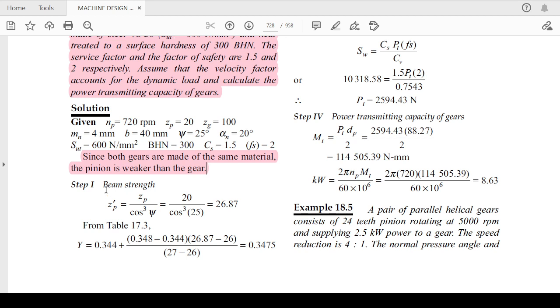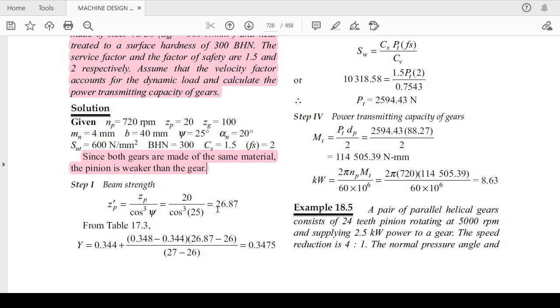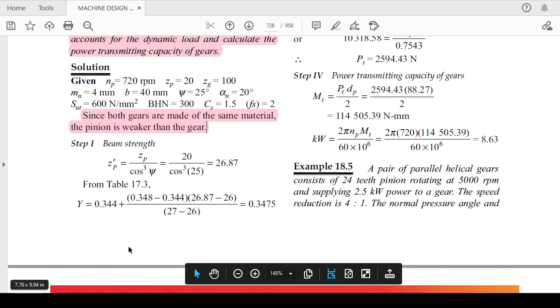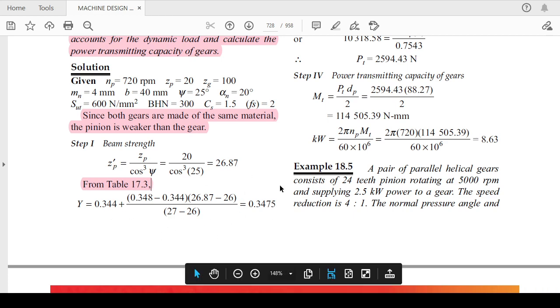Okay, now step 1 is the beam strength calculation, where ZP dash is your number of virtual teeth, which equals ZP divided by cos cube psi, 20 divided by cos cube 25. Now 26.87 came. Okay, now with the help of this virtual number of teeth you can calculate the Lewis form factor with this formula and from this table. Just refer to this table or go to your design data book. After putting the value of ZP dash at the respective places, you can calculate the value of Y, which is the Lewis form factor.